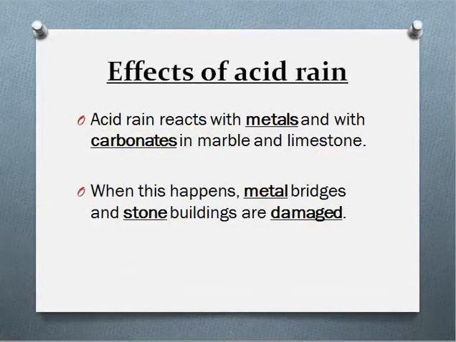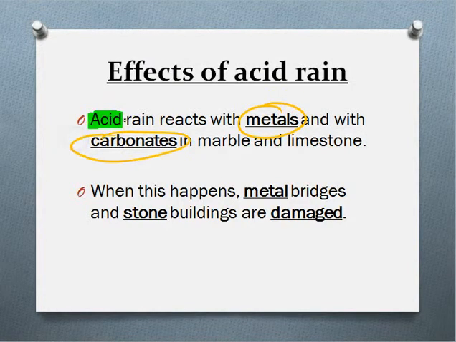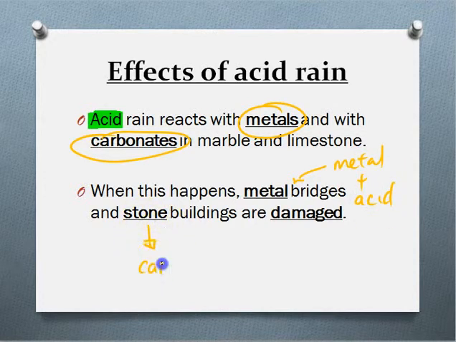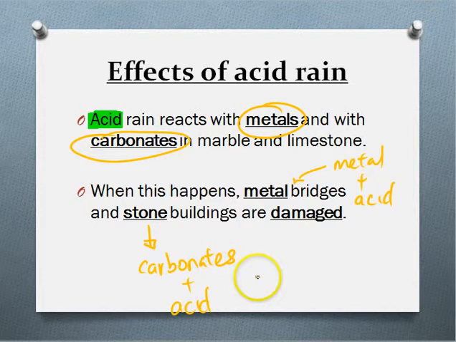What is the effect of it? Obviously, because acid rain is an acid, it will react with metals and carbonates. So metal bridges will get damaged, because metal plus acid. Now, why stone buildings? Stone buildings are made out of carbonates. So carbonates plus acid, you know the reaction. I will not go into it, but take note: metal bridge plus acid rain, stone buildings plus acid rain, they will become damaged. Definitely not a good sign.